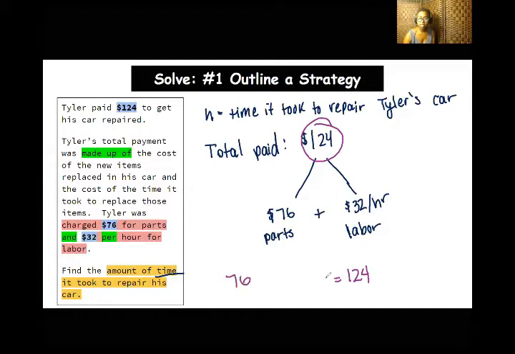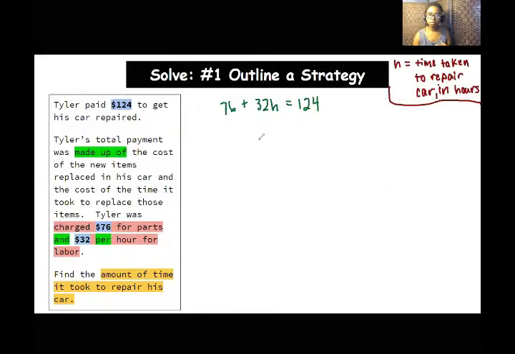$76 is part of the equation, and $32 times the hours is the other part, okay? So 76 plus 32 times H equals 124, and that is our equation. So we're solving for H, and you may be wondering, how are we going to do that? Well, solving for H means that we are isolating H on one side of the equation, okay?